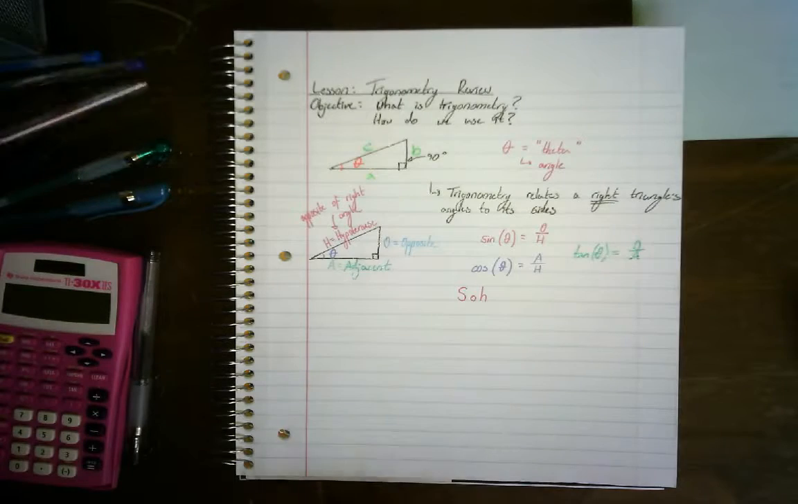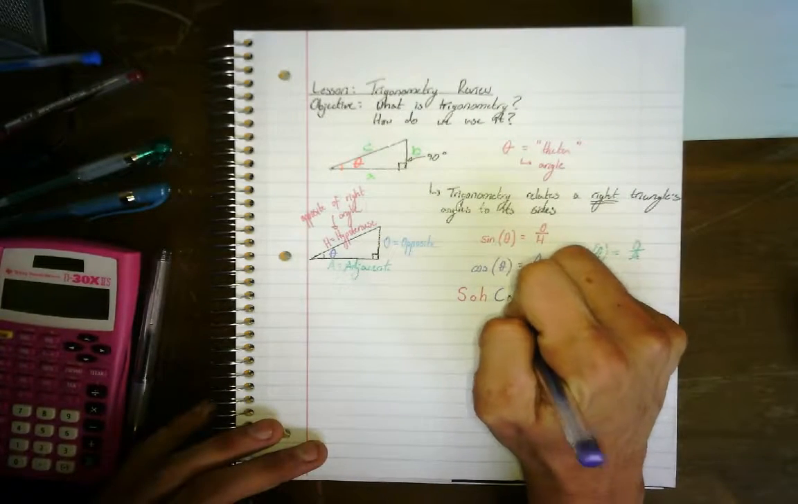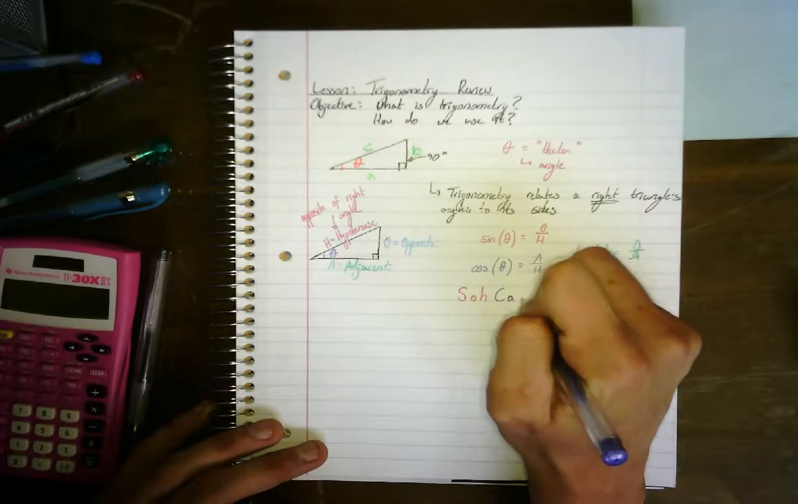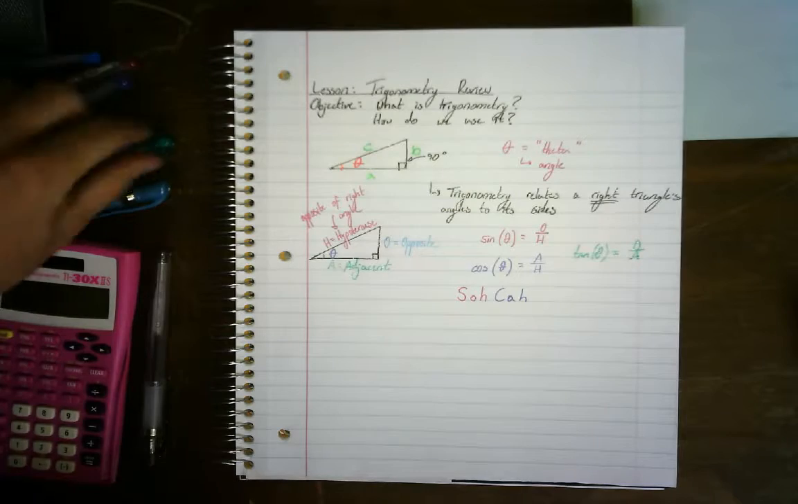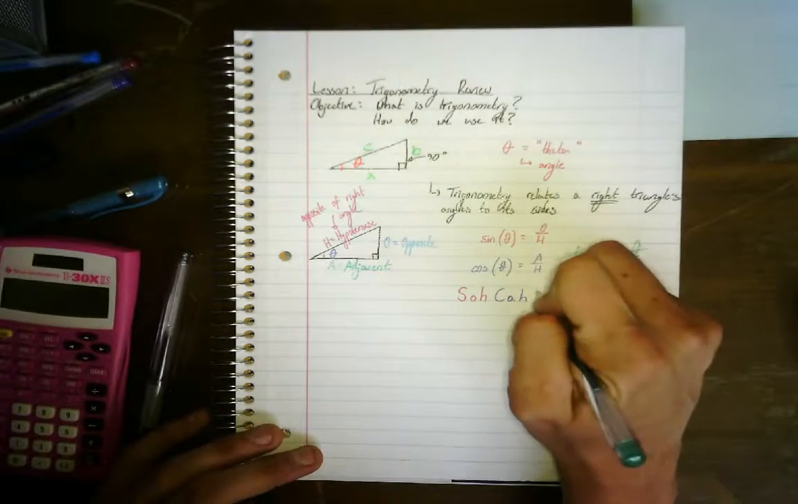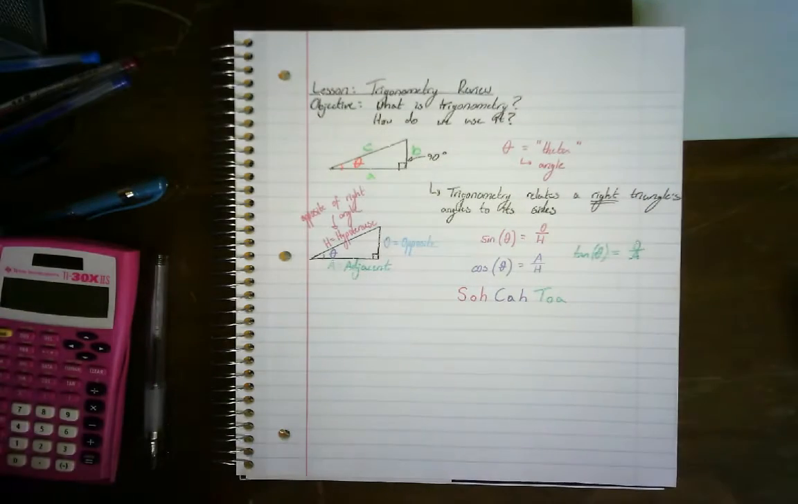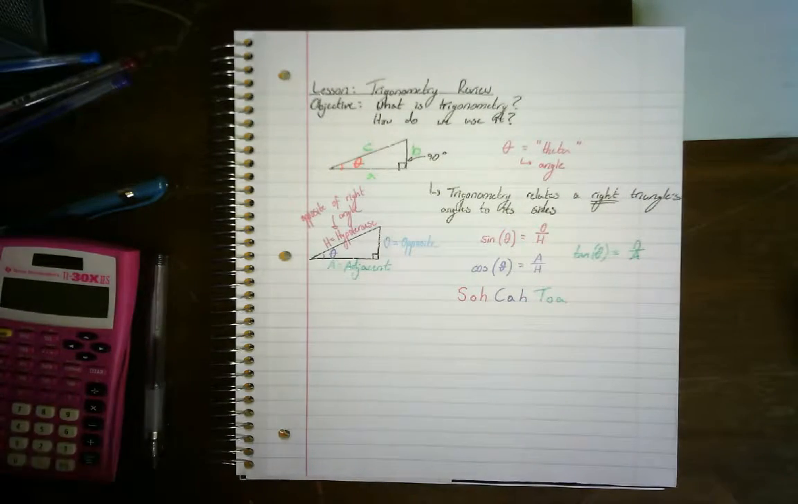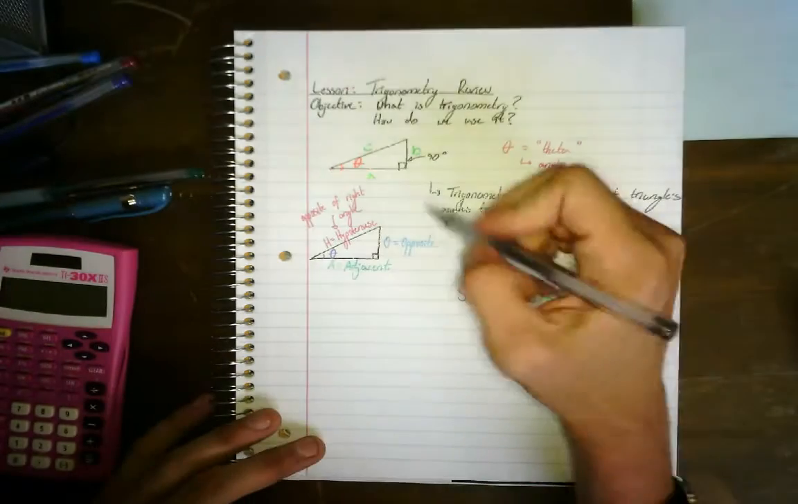The cosine is the adjacent over the hypotenuse. And then the tangent is the opposite over the adjacent. So if you're ever unsure which ratio you want to connect to which trig function, just remember SOHCAHTOA. You can even box this thing.